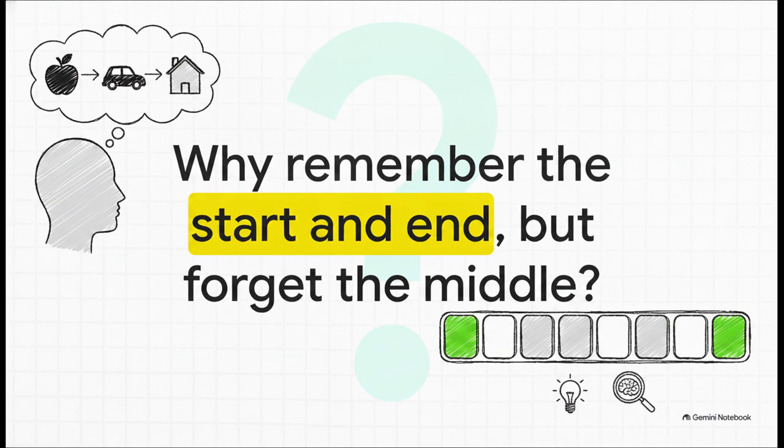Have you ever noticed that when you hear a super long list, the first few things and the last few things stick out perfectly in your mind, but the middle is just a total blur? It's kind of a fundamental mystery of how our memory works, and we are going to methodically unpack it today.